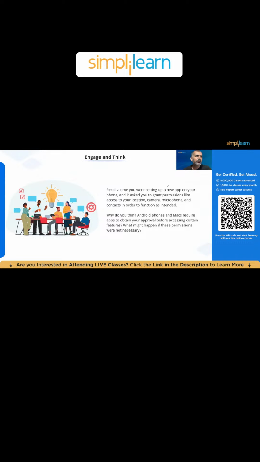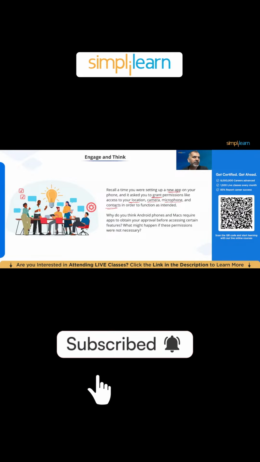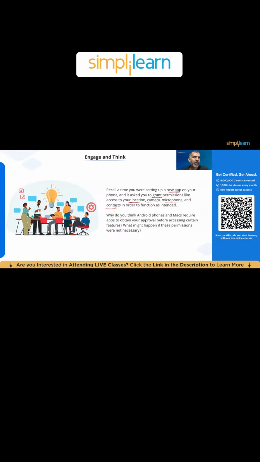Whenever you install a new application on your phone, whether it is an iOS phone or Android phone, this application is going to ask you to grant certain permissions, like permissions related to access your location, your camera, your microphone, or maybe sometimes your contact details as well. And these permissions are being asked by the applications to provide certain functions which are required for that application. The question is, why do you think these phone or these iOS applications need to obtain your approval before accessing certain features?